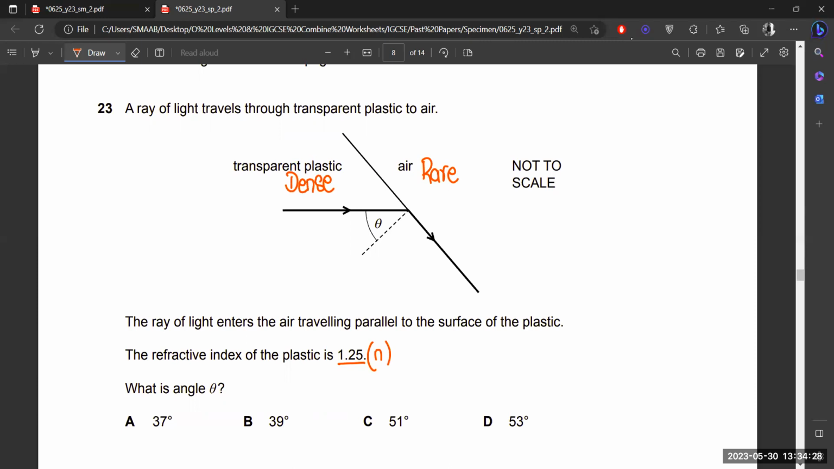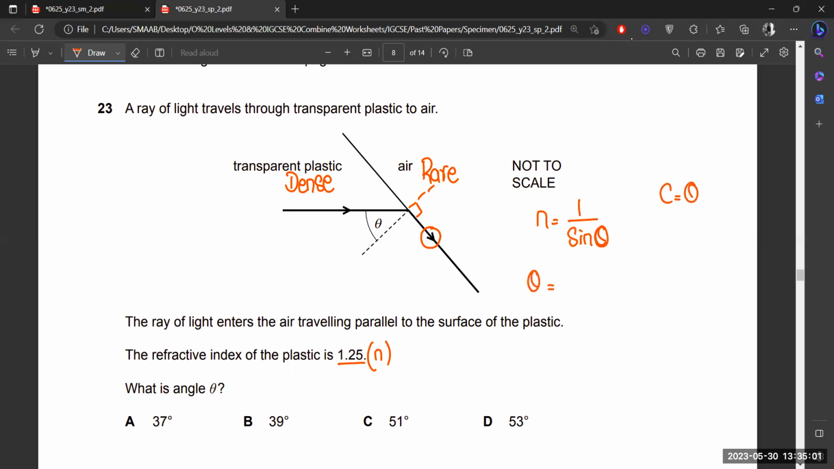And when it enters the rare medium, you see that it bends at 90 degrees from the normal. Light is bent at 90 degrees. So we know the concept that there is a critical angle, because at the critical angle, light will bend at 90 degrees. So we just use the formula n equals 1 over sine c, and we need to calculate theta. So we write it as theta for c.